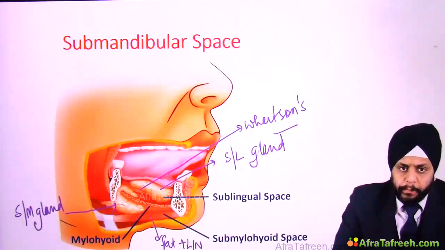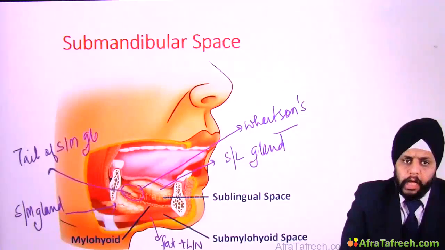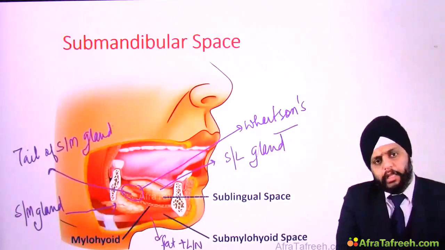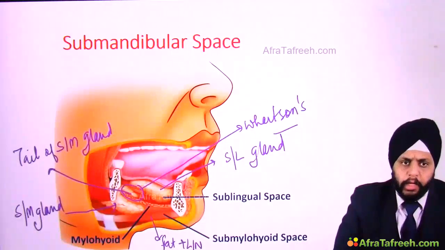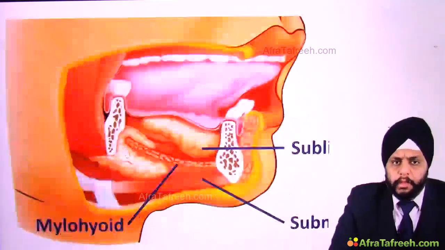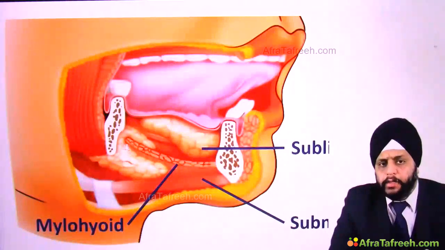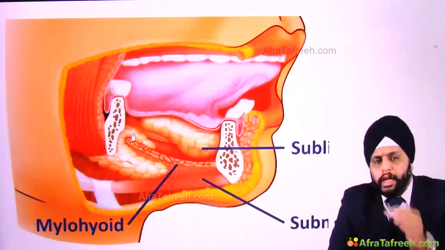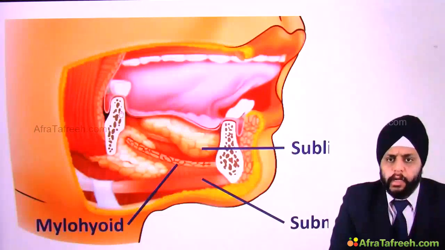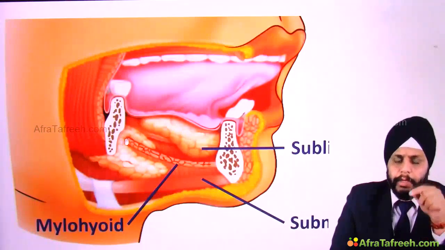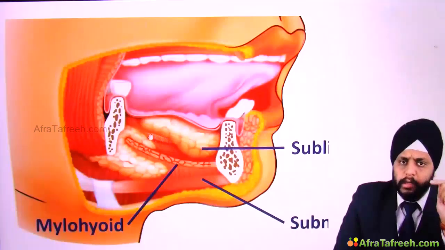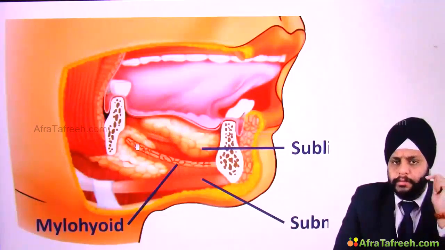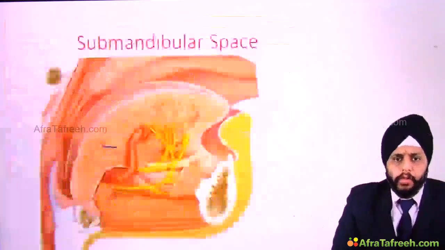A part of the submandibular gland, the tail of the submandibular gland, curves around the posterior border of the mylohyoid and comes into the sublingual space. Let's take a closer look. The tail takes a turn at the posterior border of the mylohyoid muscle and now appears in the sublingual space. From here you can see Wharton's duct, the submandibular gland duct, originating.